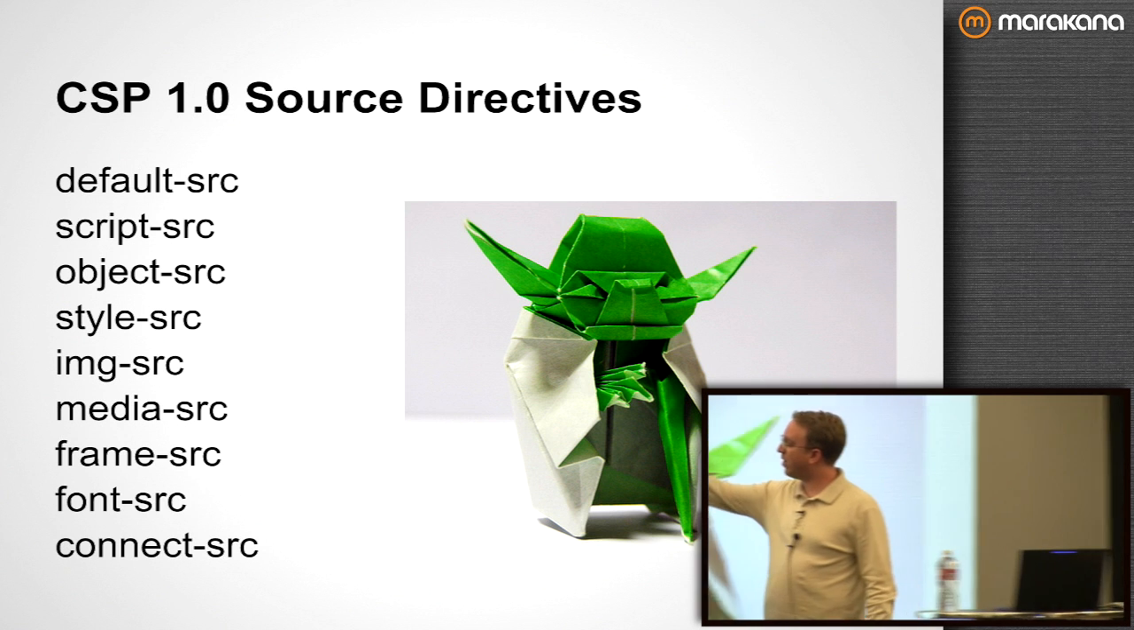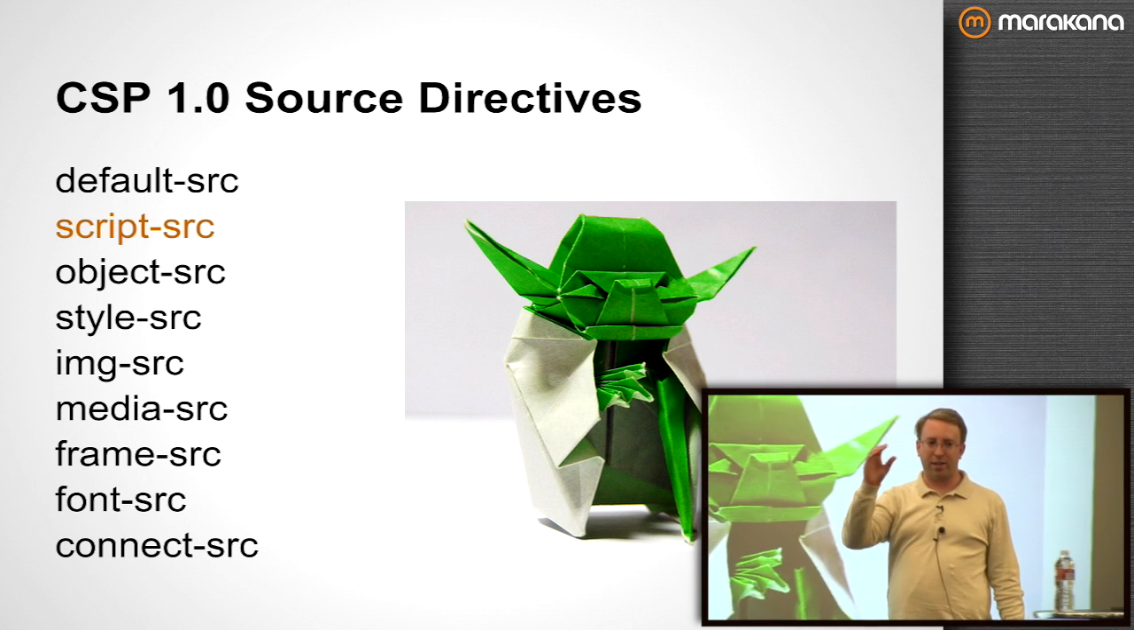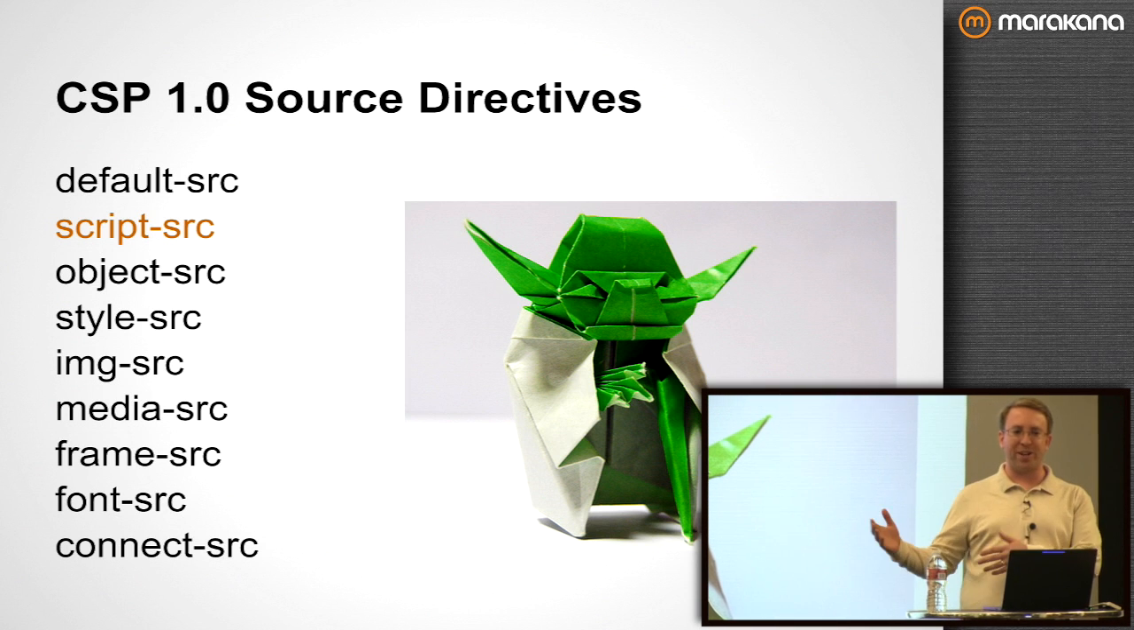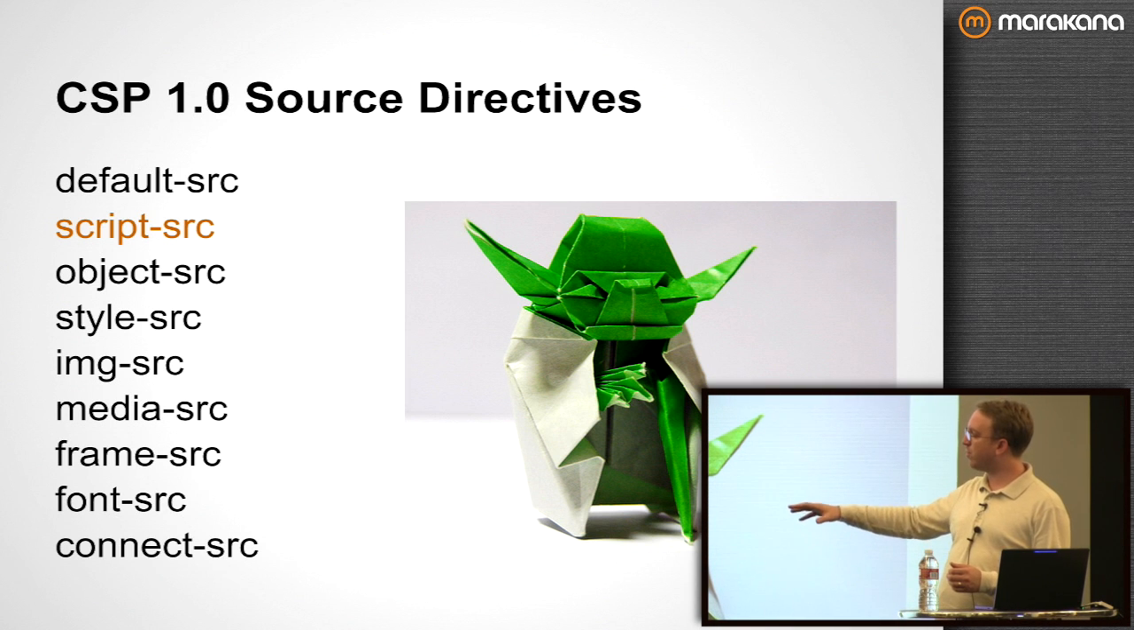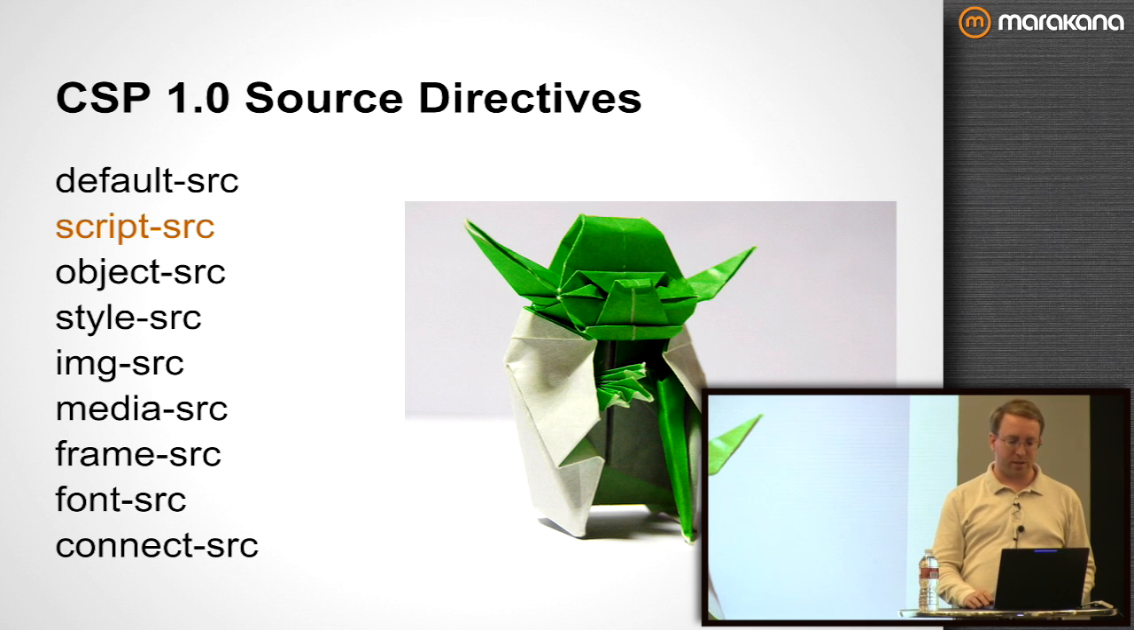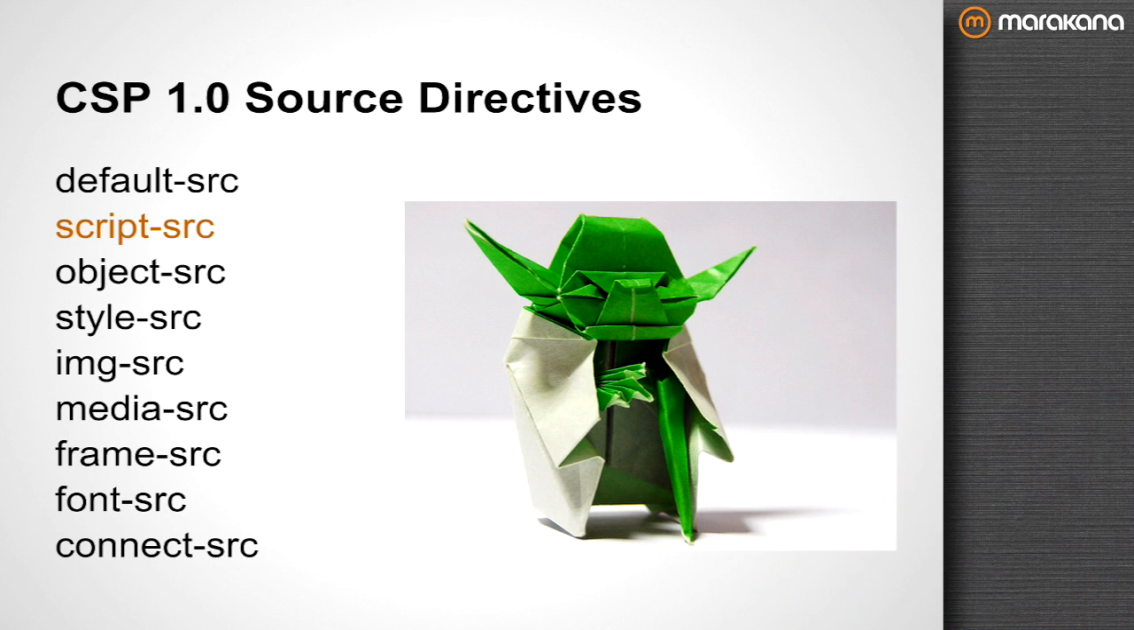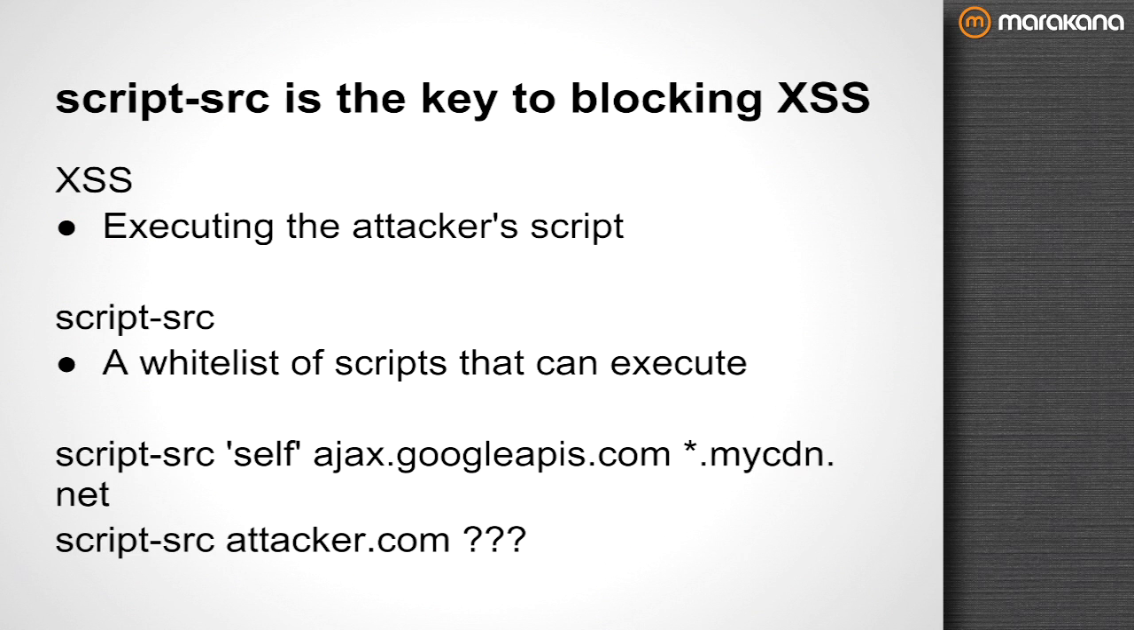Anyway, I wanted to focus on script source for a moment because that's the key directive. If you want to block cross-site scripting, it's really about scripting. The other stuff allows you to fine-tune if you're into the details. So the script source directive, controlling the source of script, is really the key to blocking cross-site scripting. If you think about it, cross-site scripting is really about executing the attacker's script. There are other variations of it, other ways of thinking about it, but in the end, what makes a cross-site scripting attack an attack is that the attacker is executing his script in your page and causing your page to do things it doesn't want to do, potentially leaking information or showing things to the user that they shouldn't see.